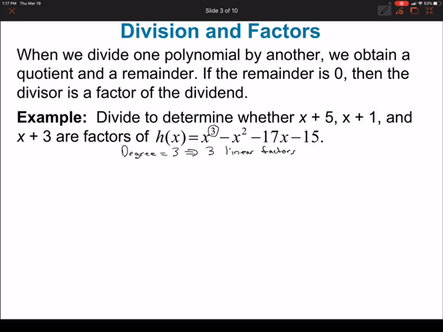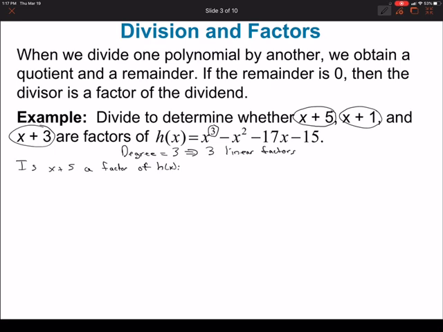But with that said, we have the possibility of 3 linear factors. Well, they've given us 3 here. We're checking somebody's work here. We want to determine, using division, whether these are factors. And to determine that, we've got to see if they're divisible, right? There's no remainder. So let's start with x plus 5. Is x plus 5 a factor of h of x, this cubic polynomial? So let's go divide. Let's see if it is.